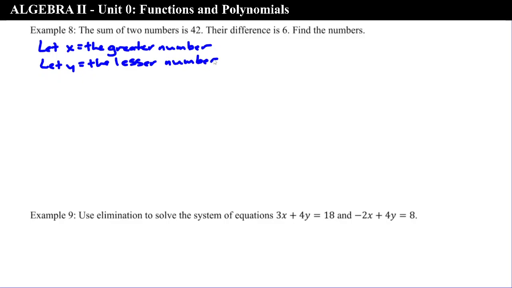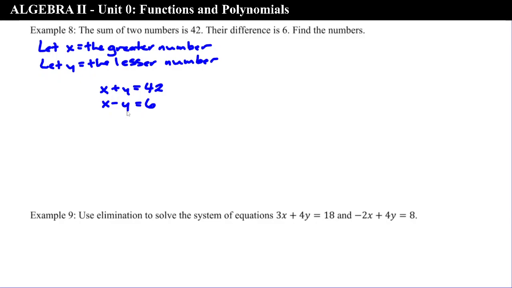All right, so it says the sum of the two numbers is 42. Okay, well that's pretty easy. That means x plus y equals 42. And their difference is 6. So we're going to subtract the two numbers. Since we have a positive number as our outcome, 6, we want to put our greater number first so that the greater number minus the smaller number gives us a positive number, that being 6.